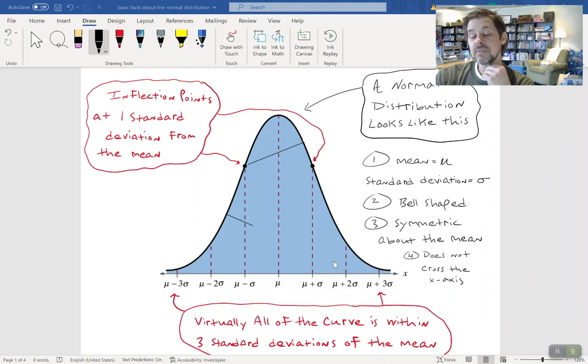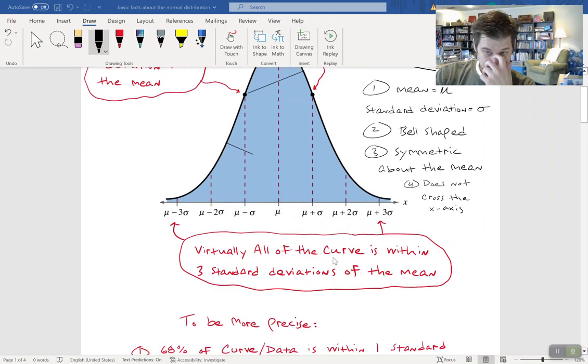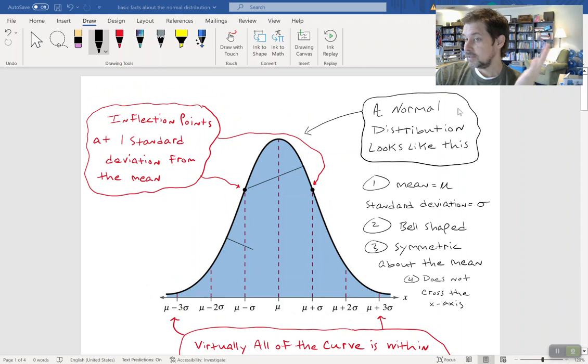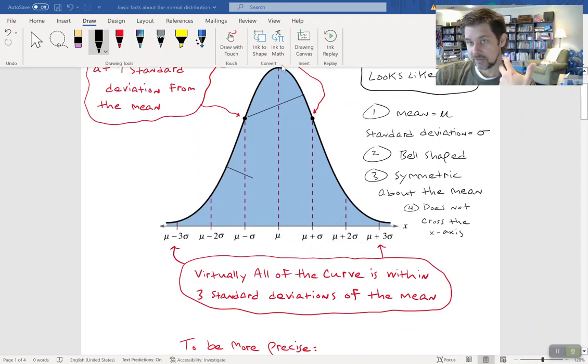Now another thing is that for data that has a normal distribution, or for the curve of the normal distribution, virtually all the curve is within 3 standard deviations of the mean. So here's the mean. This is 1 standard deviation up, 2 standard deviations up, 3 standard deviations up. So we've got almost all of the right side of it within 3 standard deviations. And you can take the mean, go 1 standard deviation down, 2 down, and 3 down. You've got virtually all the curve within 3 standard deviations of the mean.